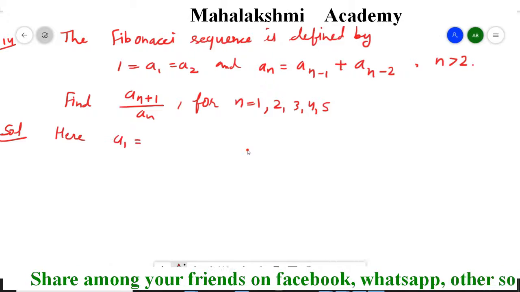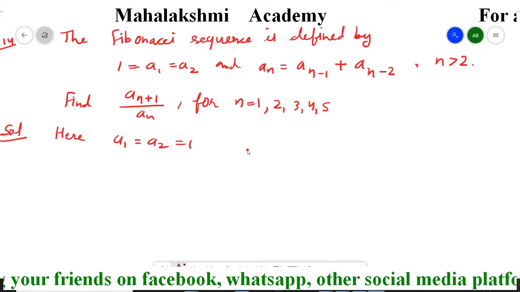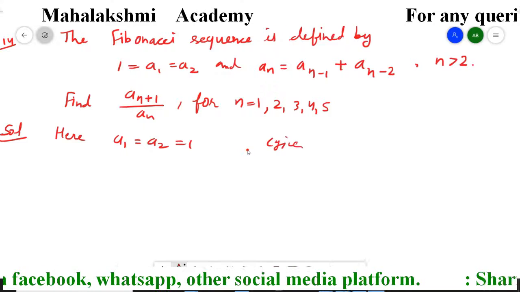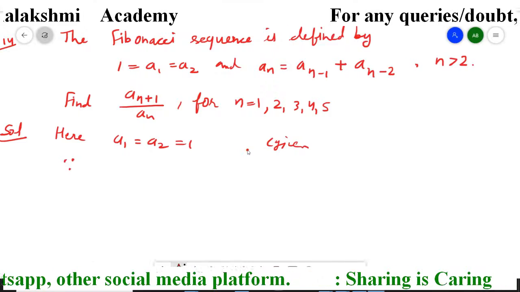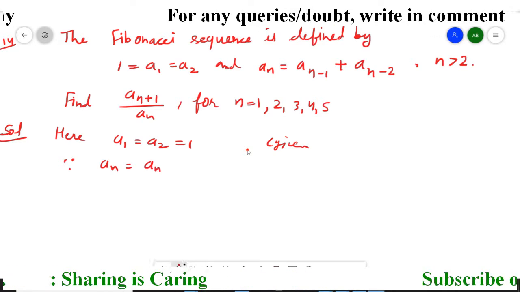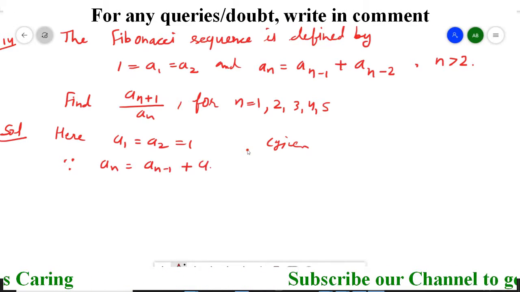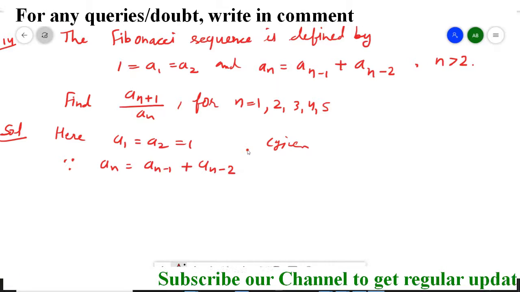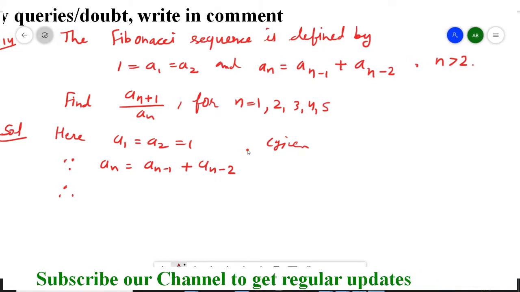Here a1 is equal to a2 is equal to 1. This is given to us. Then we'll write down the same way how we solved the previous question. a_n is a_{n-1} plus a_{n-2}. Now we have to calculate the third, fourth, fifth, sixth term.